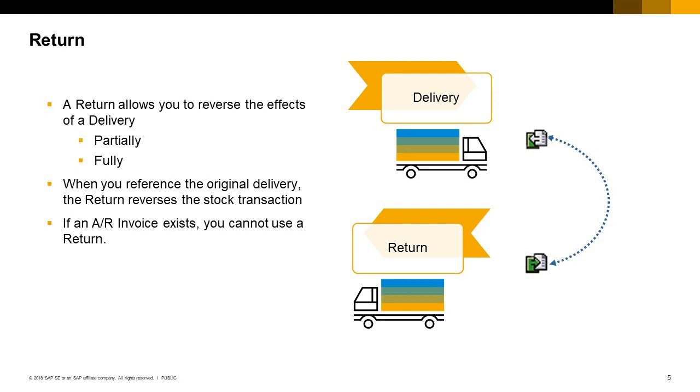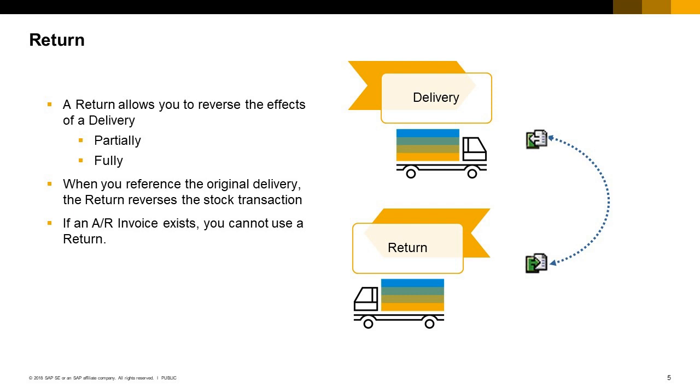Since the return request is optional, let's first look at the return document. If a delivery is damaged or of poor quality, the customer returns the items to you. A return allows you to reverse the effects of a delivery, either partially or fully. When you create the return with reference to the delivery note, the system adds a reversed stock transaction to return the item to inventory. Why would you need to use a return?